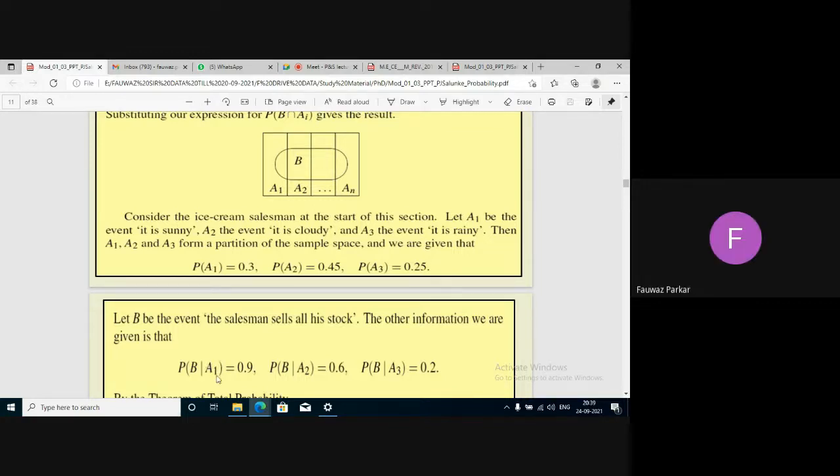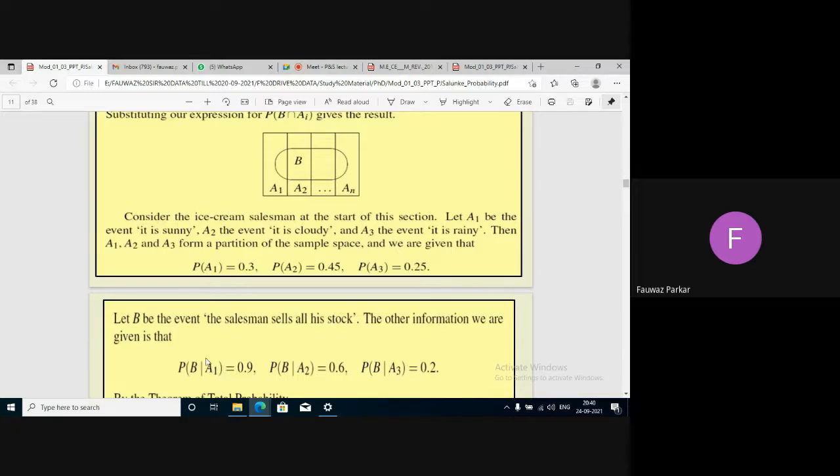A1 is whether it is sunny or rainy, whichever it is. That is the condition. B means he will sell all his stock. The condition is what? It is sunny or it is rainy, whichever. So this is the probability of selling all his stock given this condition. This condition is existing. We are making this forecast today, but we are assuming that we are there tomorrow and it is raining.